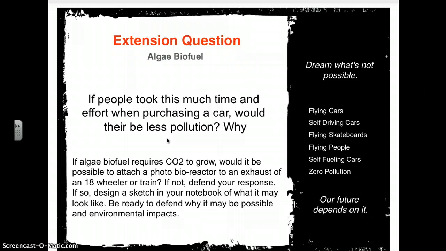And then as an extension, we can ask them, if people took this much time and effort when purchasing a car, would there be less pollution and why? Another really cool extension question would be, if algae biofuel requires CO2 to grow, would it be possible to attach a photobioreactor to an exhaust of an 18-wheeler or train? If not, defend your response. But if so, design a sketch in your notebook of what it may look like, and be ready to defend why it may be possible and what the environmental impacts could be.